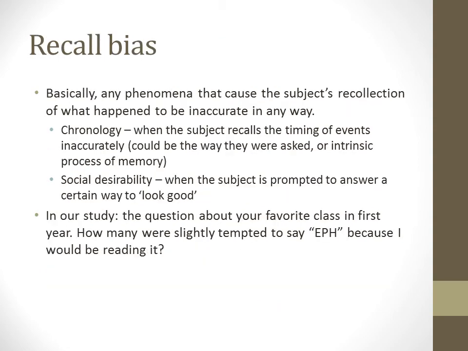Recall bias is basically any phenomenon that causes the subject's recollection of what happened to be inaccurate in any way. So when you're asking people to look back into the past at exposures they had or things they did, one problem is just chronology. The subject recalls the timing of events incorrectly. That has to do with sometimes the way they're asked. There are entire courses in survey design that you can do about memory and how people recall things and how they're related to events. It's all very interesting. But basically you have to ask the question the same way every time.